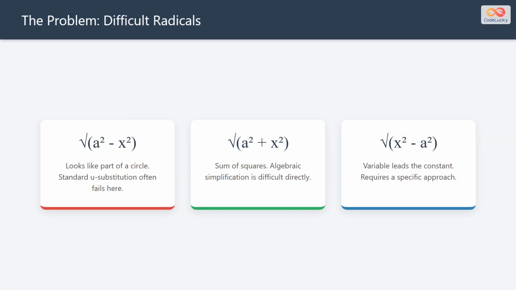Why do we need this method? Often, we encounter integrals with square roots that standard algebraic substitution cannot handle. These usually fall into three specific forms: a constant squared minus x squared, a constant squared plus x squared, or x squared minus a constant squared. Trigonometric substitution turns these algebraic problems into trigonometric ones, which are often easier to solve.